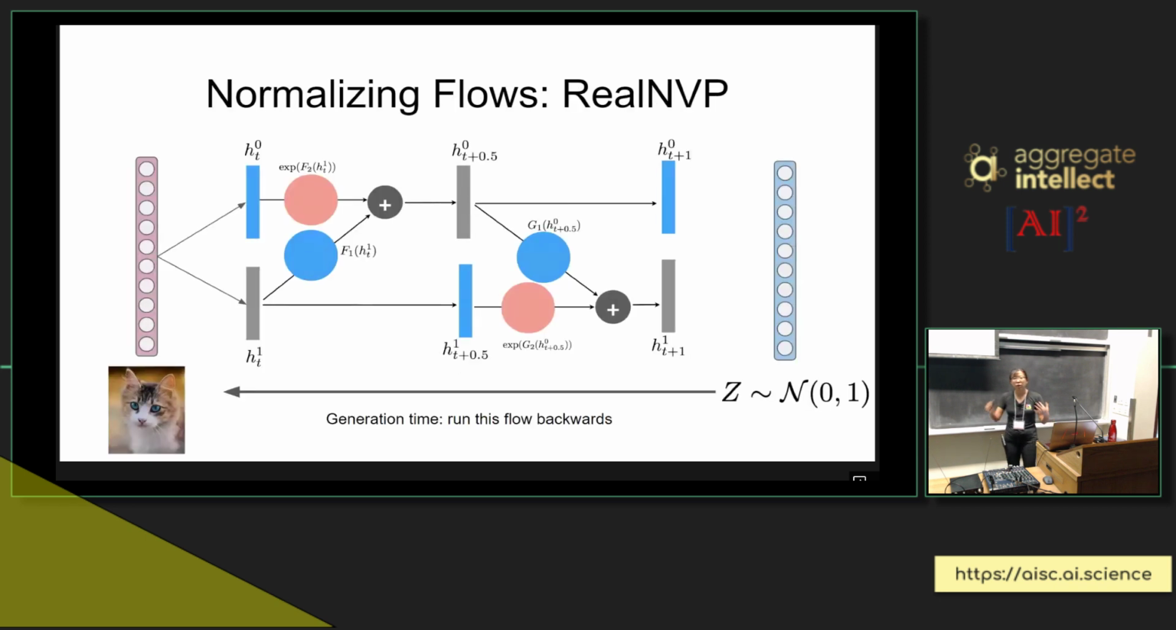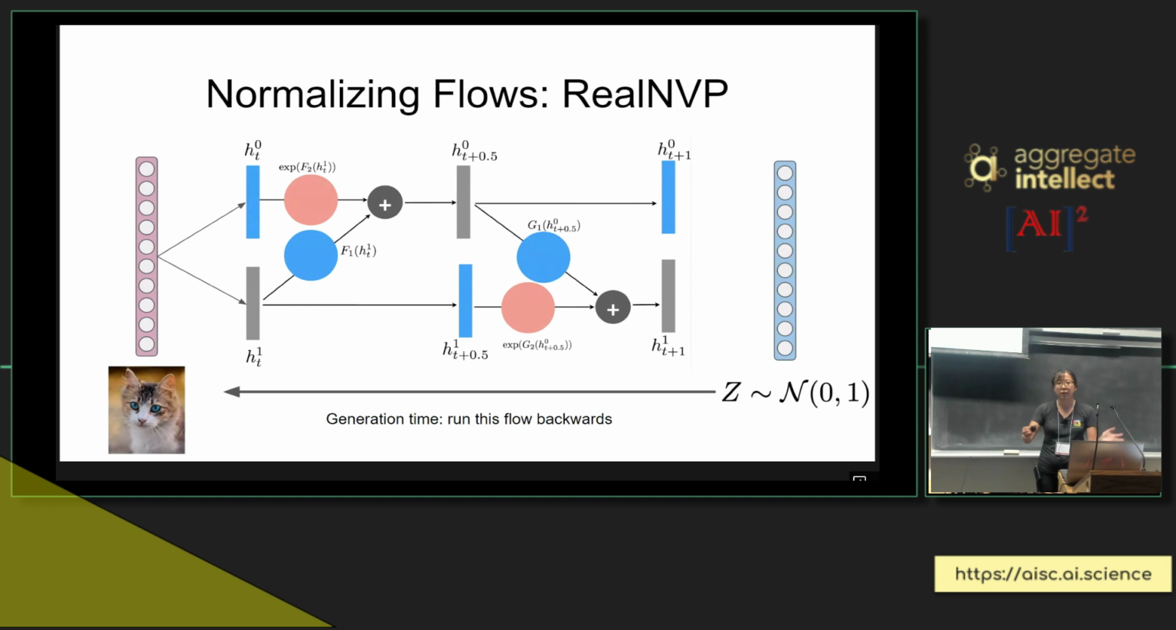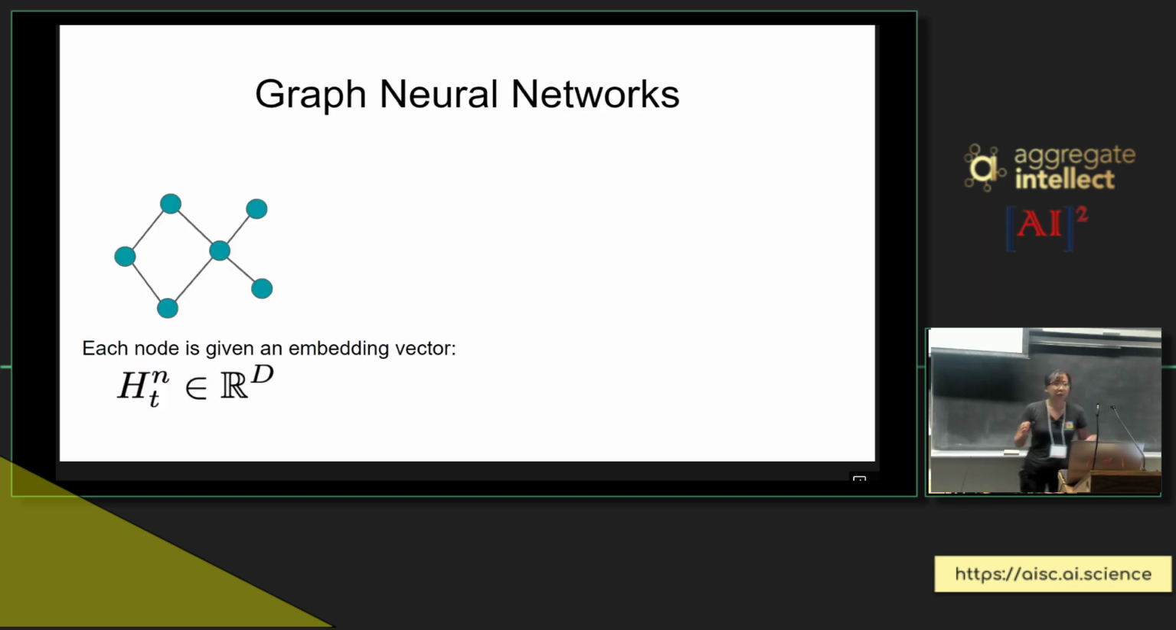So that's like a general overview of how normalizing flows work. The point is that you have complicated data, you're going to flow it to a distribution that you know something about, and that's going to help you do generation. So moving on to graph neural networks. The basic idea behind graph neural networks is that it is a type of architecture that makes learning on graph structured data easier because of certain inductive biases that it builds into the architecture.